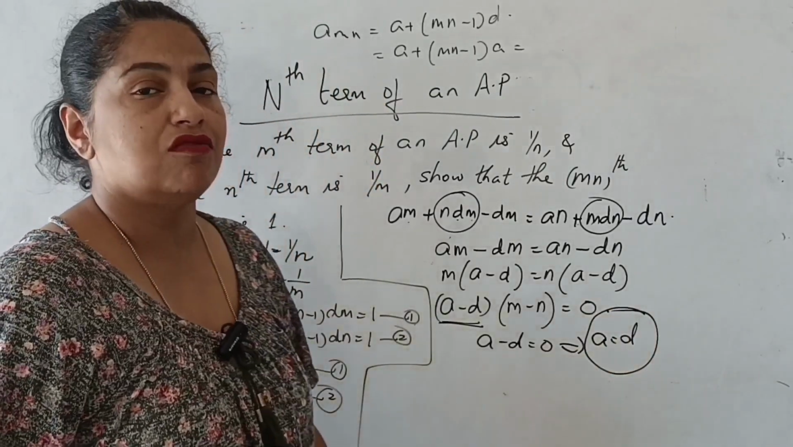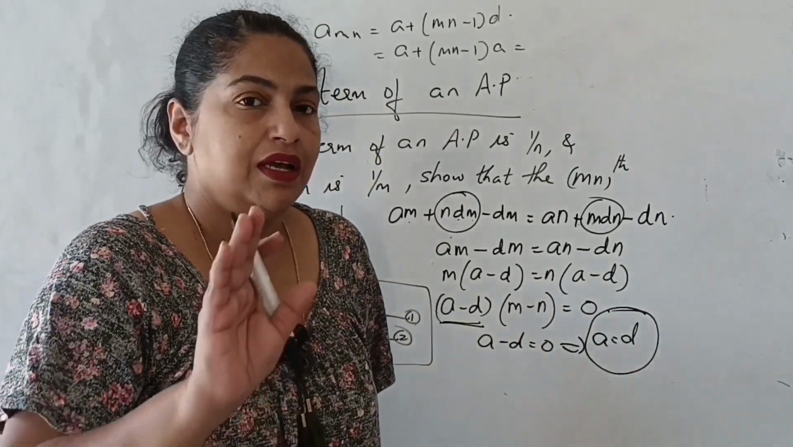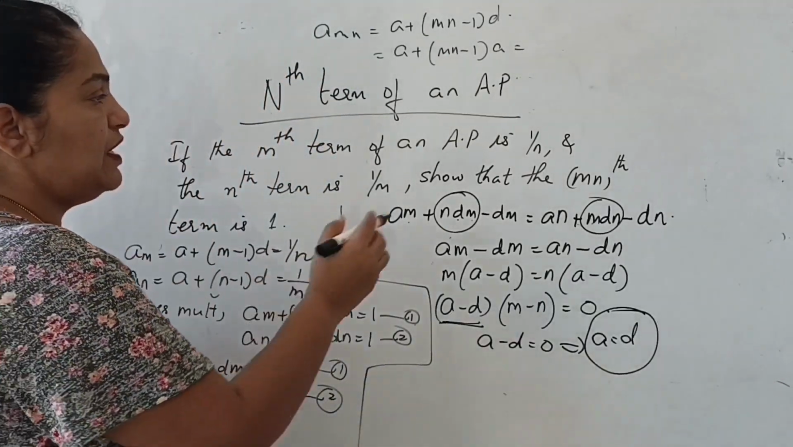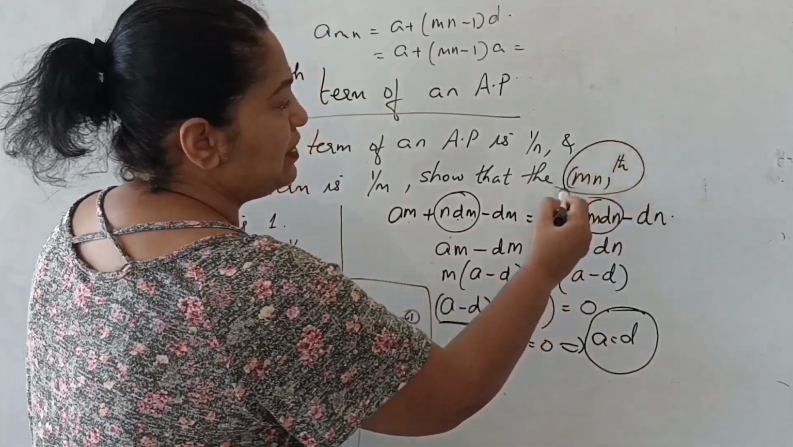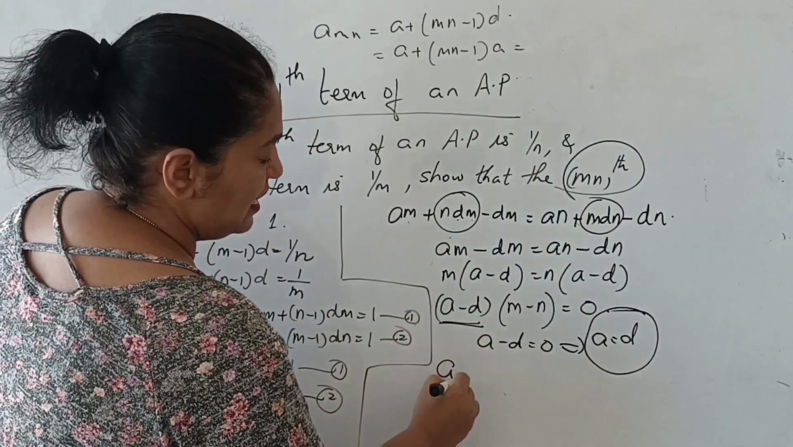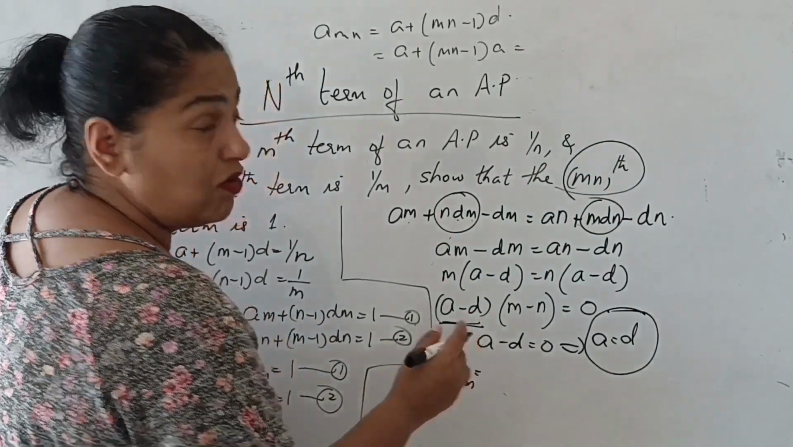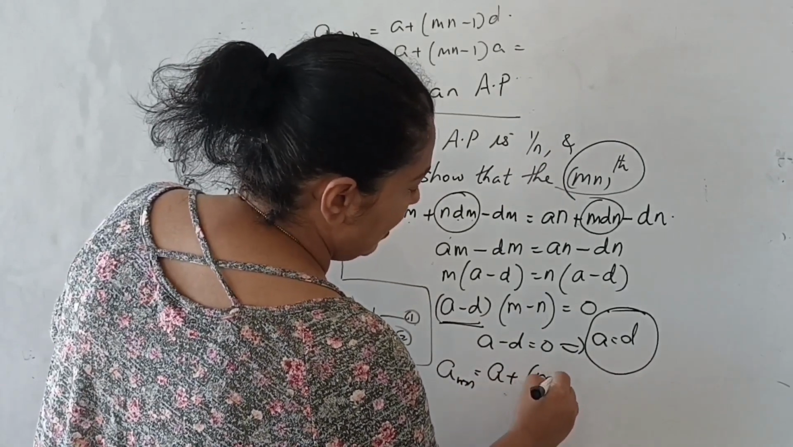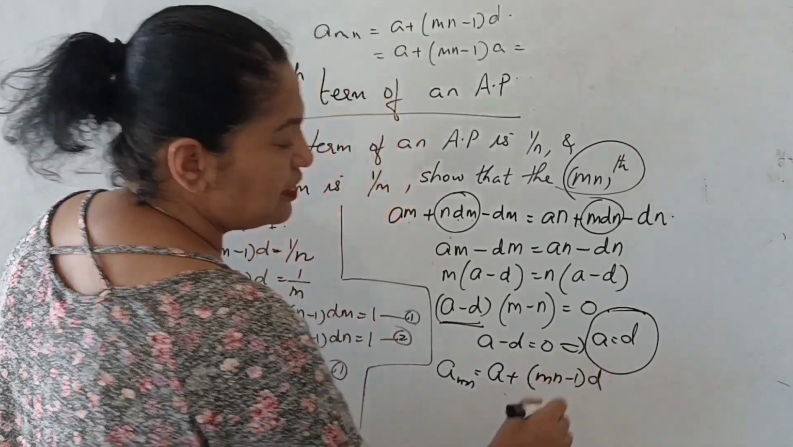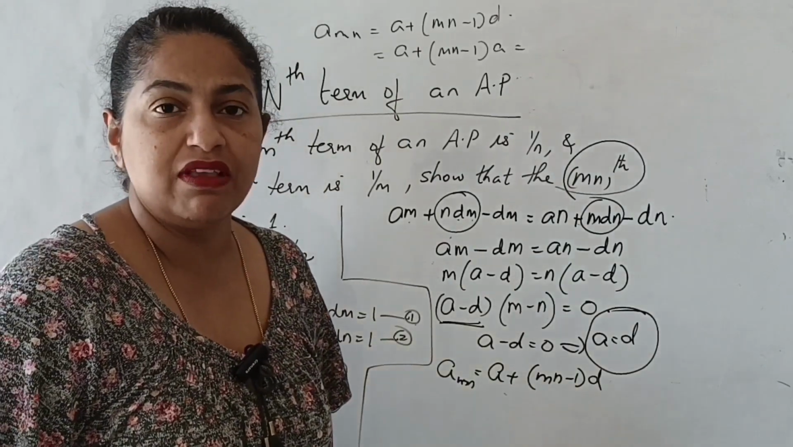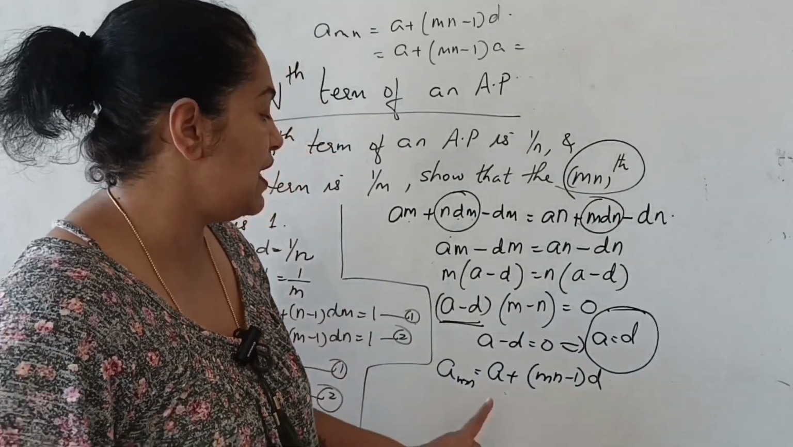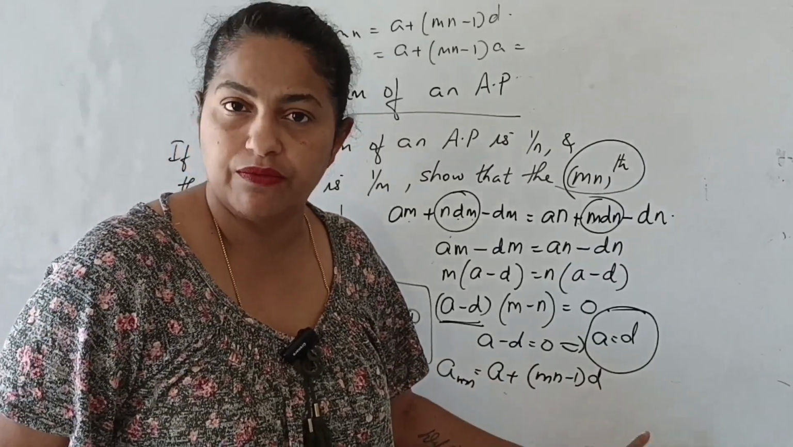Now, you got one result. Okay. Now, let us see how we can apply this. What do we need to find? We need to find the mnth term, which is a_mn. How do we find it? So, it is a plus (mn minus 1) into d. Correct? The nth term is given by a plus (n minus 1) into d, so the mnth term is given by a plus (mn minus 1) into d.